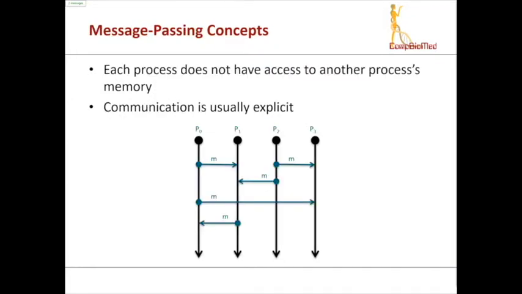Now, on the other hand, you have this idea of message passing, where each process does not have access to the other process's memory, and communication must be done explicitly. And this is done by the programmer alone, not by the operating system. So it's up to you, the programmer, to decide what data belongs to what process and how that data is passed between them.